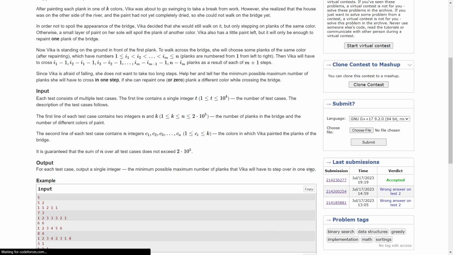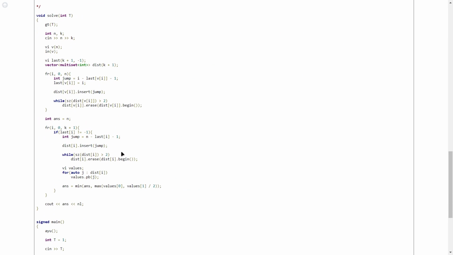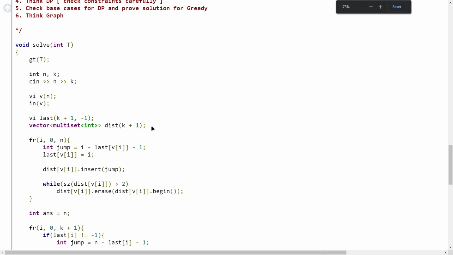Now let us have a look at the code. So you see what I've done is, to maintain this best or the maximum and the second maximum distance, I'm using a multi-set. You can use a priority queue as well, or you can use any other data structure that you find suitable, but here I have used a multi-set.